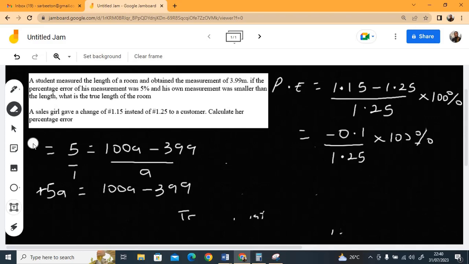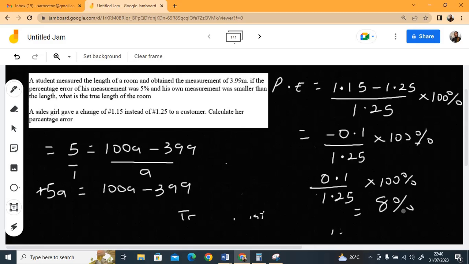Now what you are going to do here, I told you that you can look for the absolute value of the top number. This is the minus 0.1. The absolute value is just, you ignore the minus. You can now have 0.1 over 1.25 times 100%. So 0.1 divided by 1.25 times 100, you have 8. So your percentage error is 8%. So that is that. So let's look for another question.